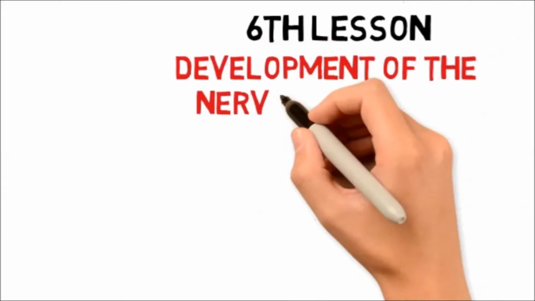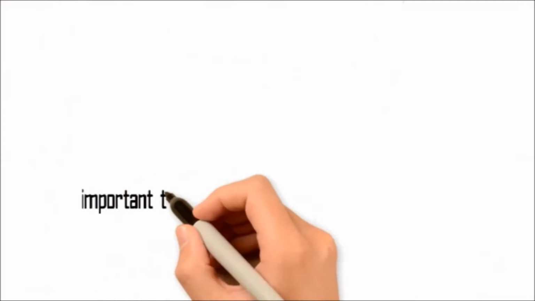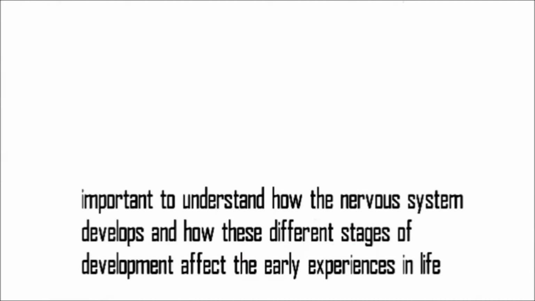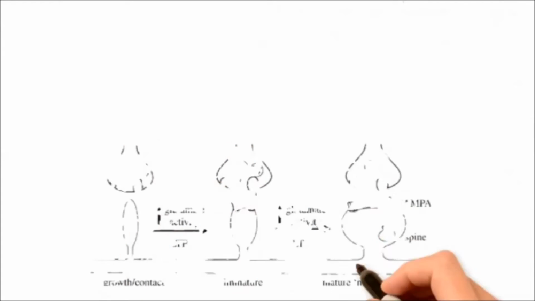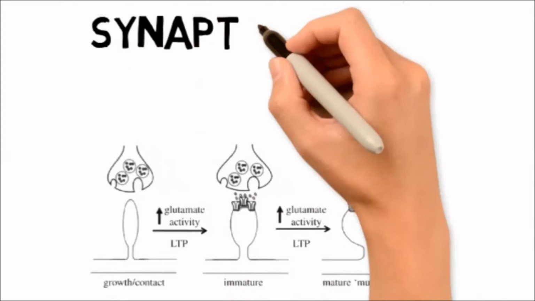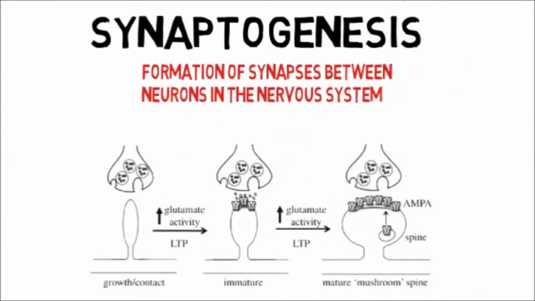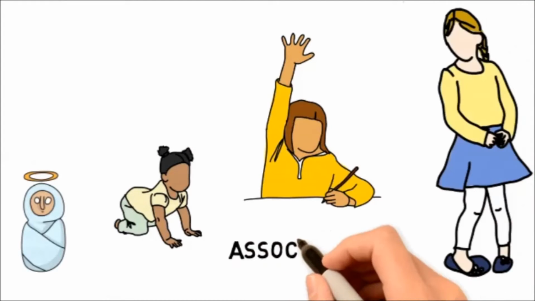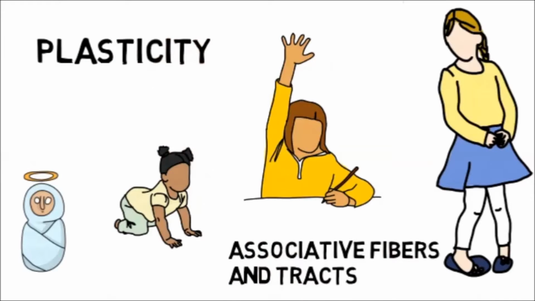Our sixth lesson was about the development of the nervous system from conception to death. It is important for us to understand how the nervous system develops and how these different stages of development affect the early experiences in life. In the second trimester during the prenatal period, synaptogenesis happens. Synaptogenesis is the formation of synapses between neurons in the nervous system. In the first 6 years of life, there is development of associative fibers and tracts, as well as development in plasticity, which increases memory, thinking, and language.